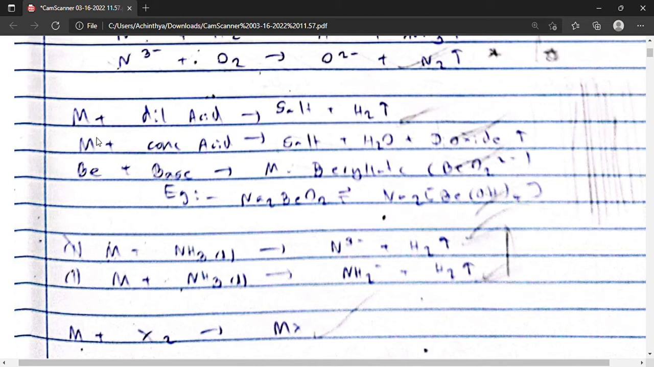But if we were to do so with a concentrated acid, the S-block metal will react with the concentrated acid to produce the salt, water, and the respective acid oxide. Basically, sodium plus concentrated sulfuric acid will produce sodium sulfate, water, and sulfur dioxide.